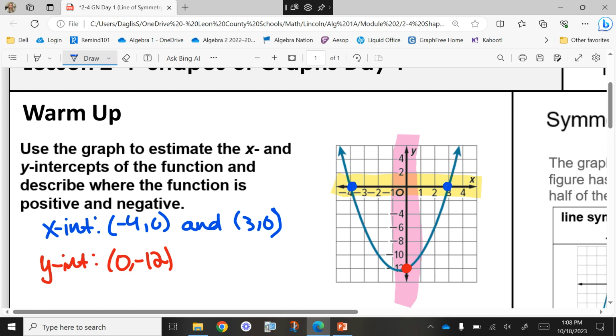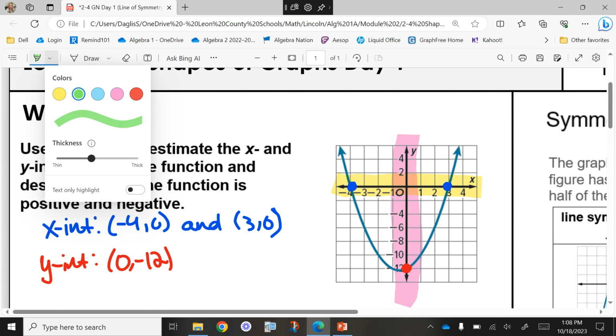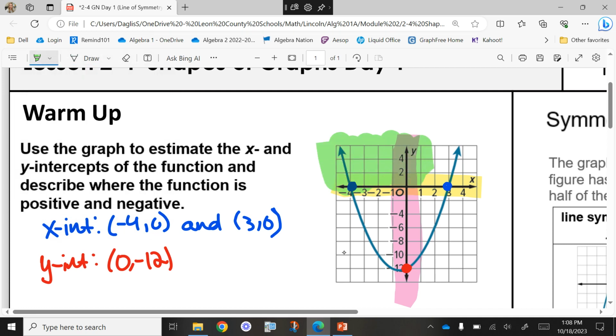All right, next. Describe where the function is positive and where it is negative. So this is all review from our last test. Remember, positive means we are above the x-axis. So we're looking on top. Do we have 1 or 2 pieces that are positive? We have 2 separate pieces that are positive, right? We have this side and we have this side, and it matches the x-intercept.